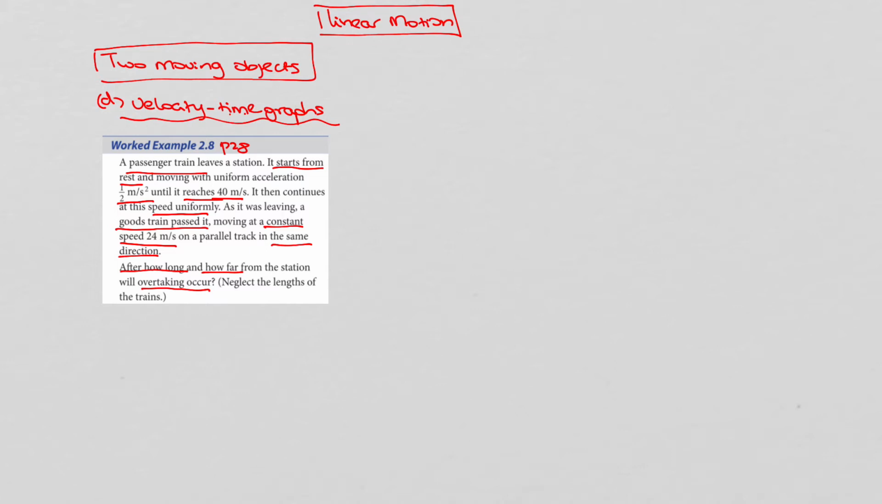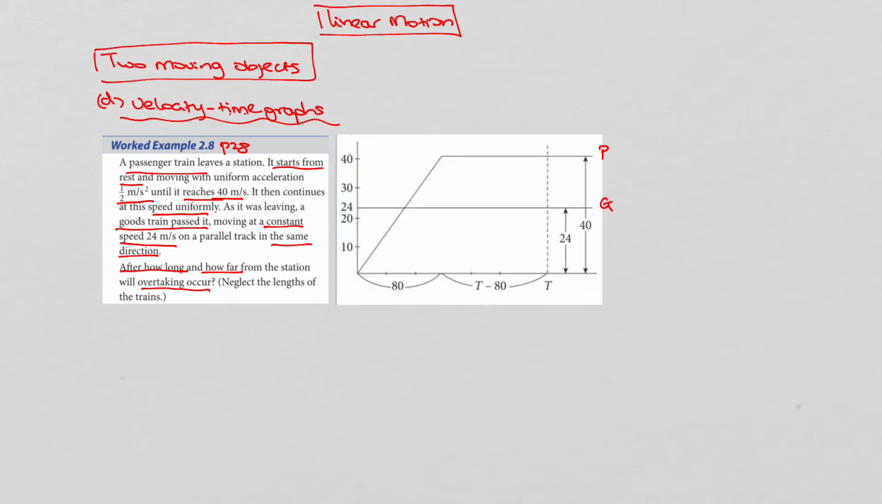So because we have the passenger train accelerating and then moving at a uniform velocity, let's sketch what it would look like. So we can see P for passenger train. It accelerates, so it's going to be an increasing straight line. And then when it reaches 40 meters per second, it travels at a constant speed of 40 meters per second, so we will draw a horizontal straight line. Whereas with the goods train, it is moving at a constant speed, so it is not accelerating at all. Therefore, we have a horizontal line passing through 24.